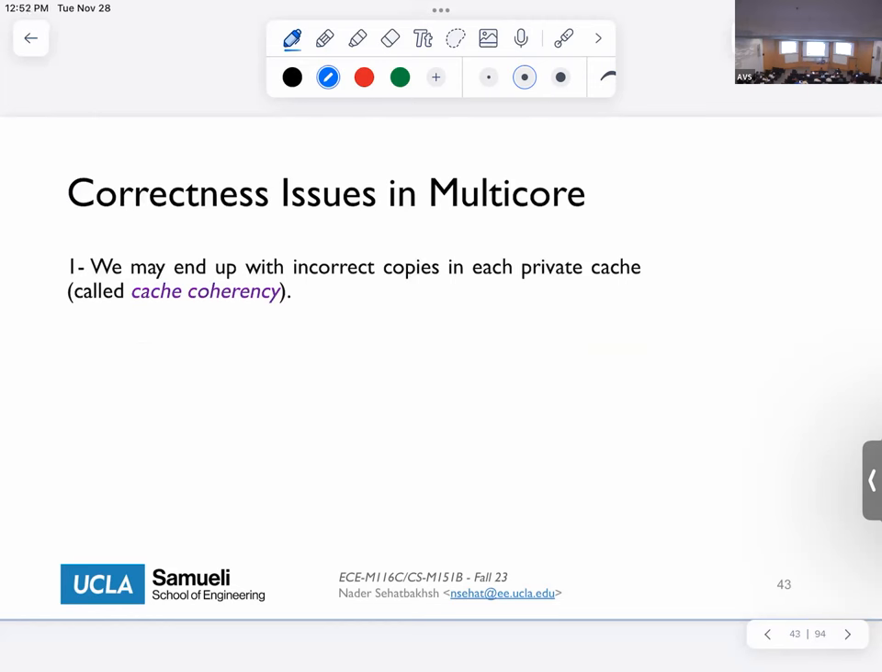The first one is what we call a cache coherency issue. The cache coherency issue is that we end up with incorrect copies in our private caches, okay?